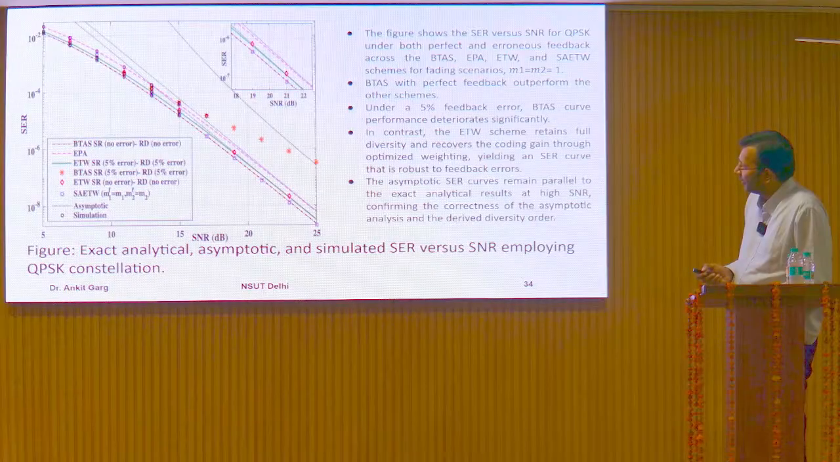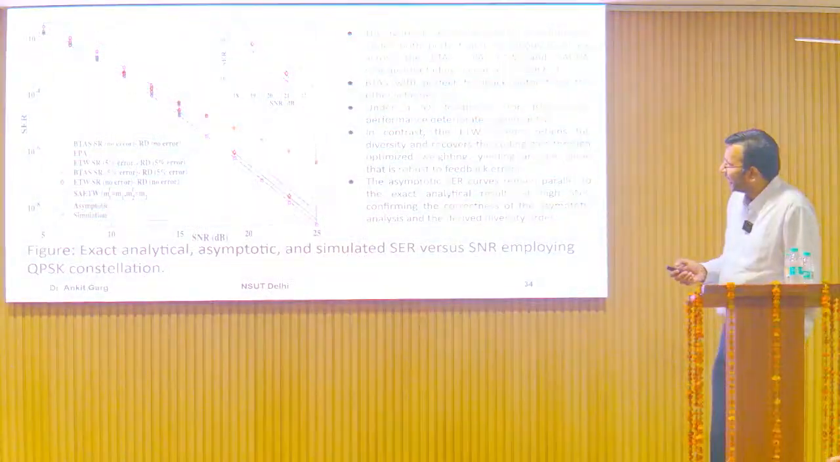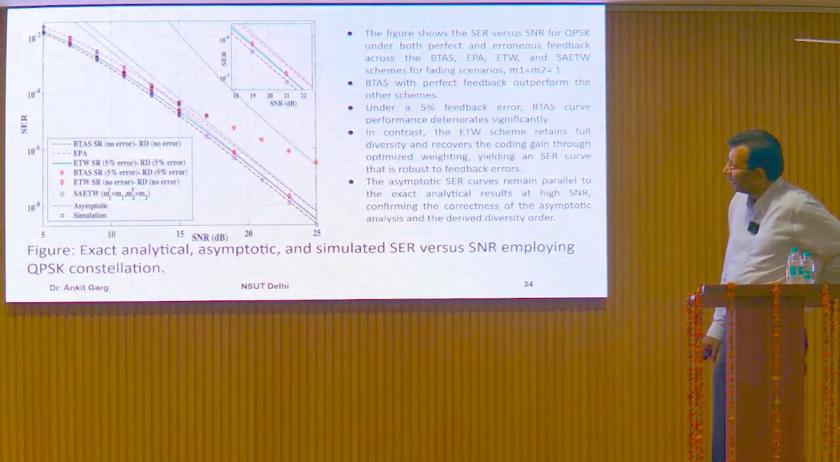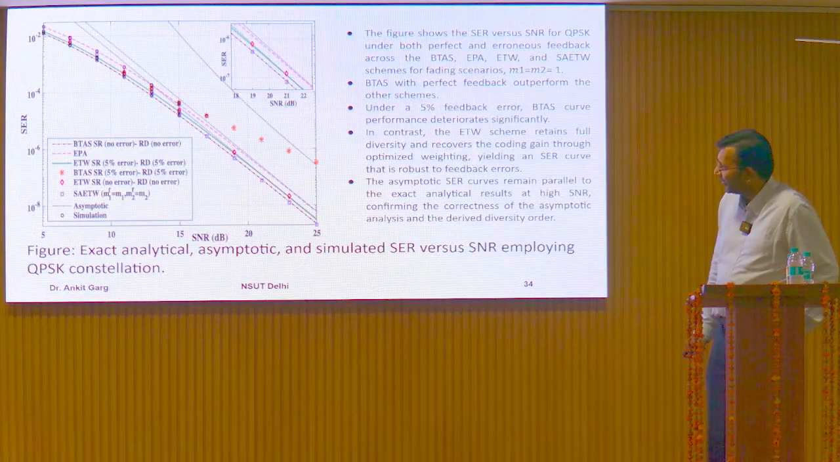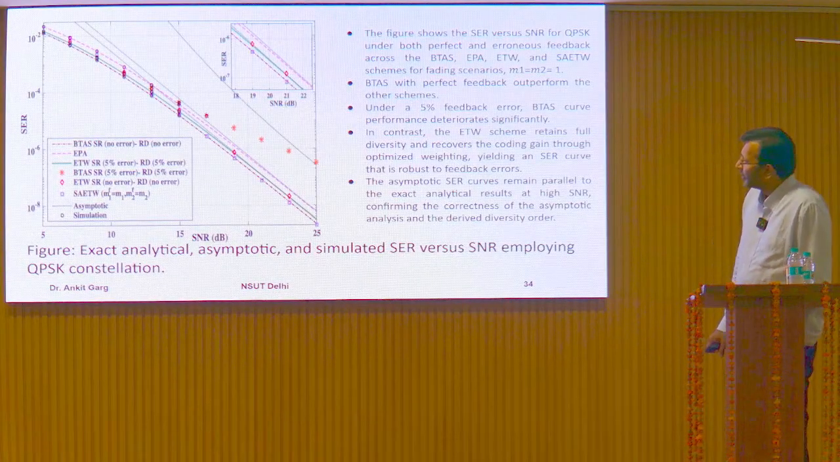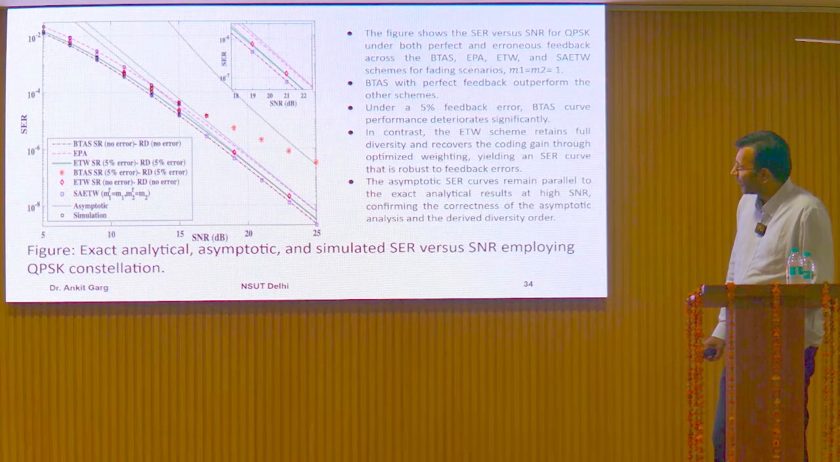So we have a different performance metric here. Instead of outage probability we have a symbol error rate here. Similar to the outage probability, we can see the same trend in this graph as well.